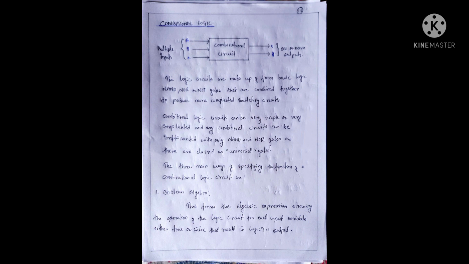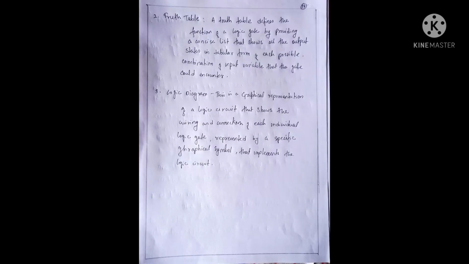The three main ways of specifying the functions of combinational logic circuits are: number 1, Boolean algebra; number 2, truth table; and number 3, logic diagram. Number 1, Boolean algebra. This forms the algebraic expression showing the operations of the logic circuit for each input variable, either true or false, that result in logic 1 output. Number 2, truth table. A truth table defines the functions of a logic gate by providing a concise list that shows all the output states in tabular form of each possible combination of input variable that the gate could encounter.